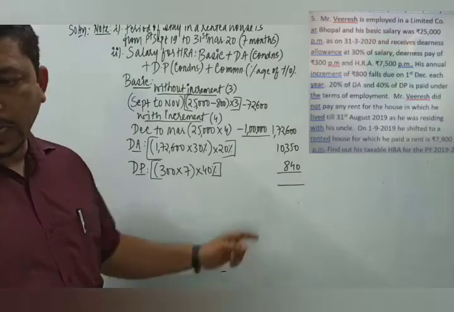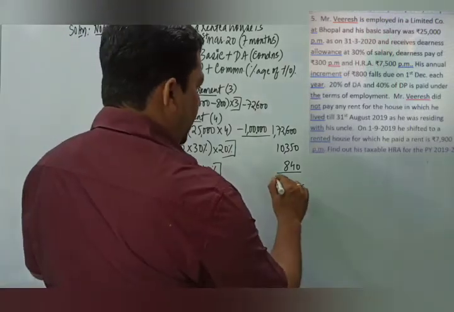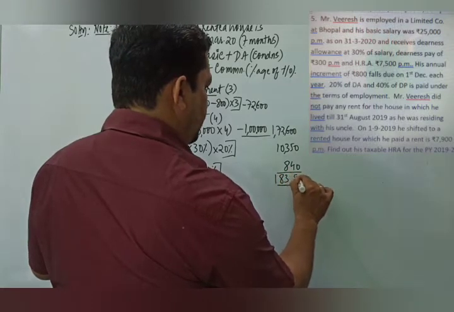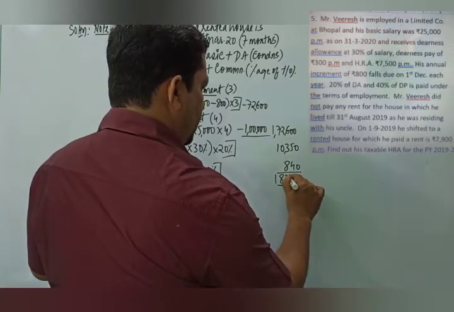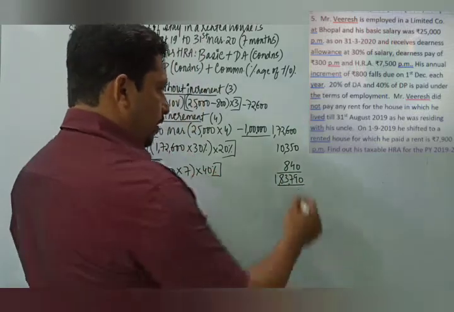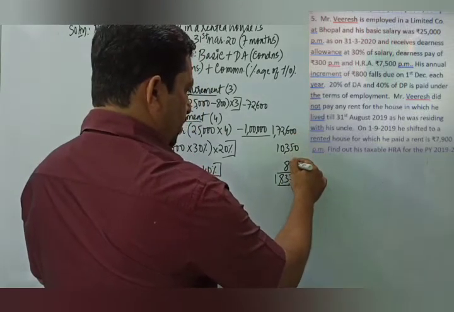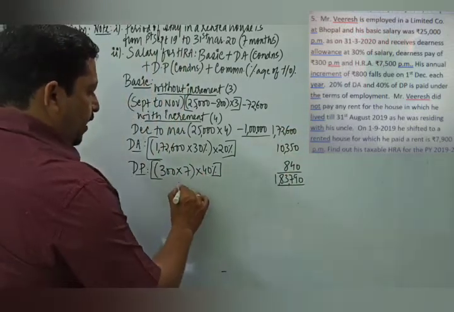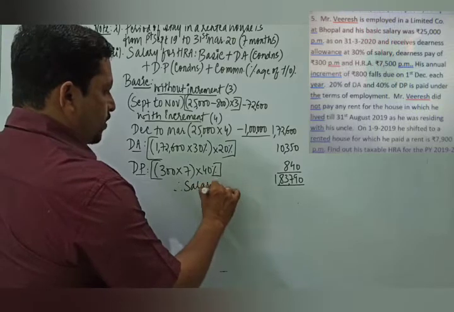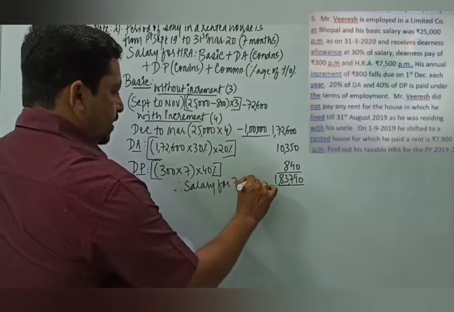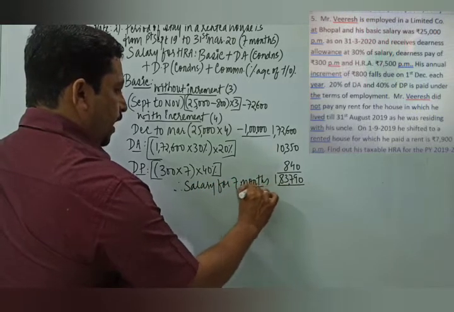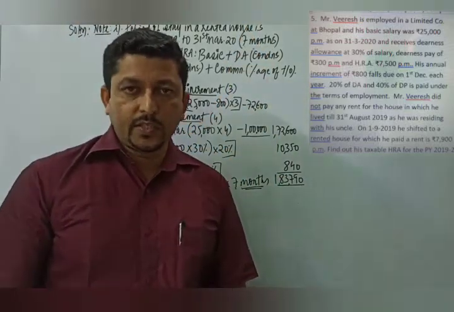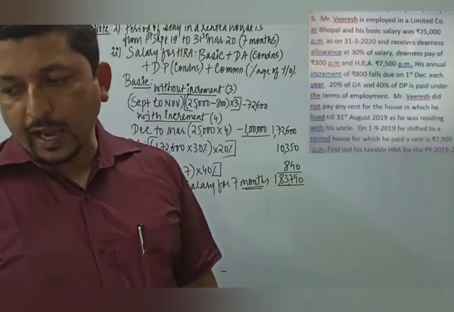840. So total salary would be 1,83,790. Let's check. 5 plus 4 is 9, 6, 9, 8, 17, 3. Yeah, 1,83,790. Therefore, salary for 7 months. Now I'm writing 7 months because 7 months is the relevant period in this particular problem. Because 5 months he stays in his uncle's residence where he does not pay rent at all.